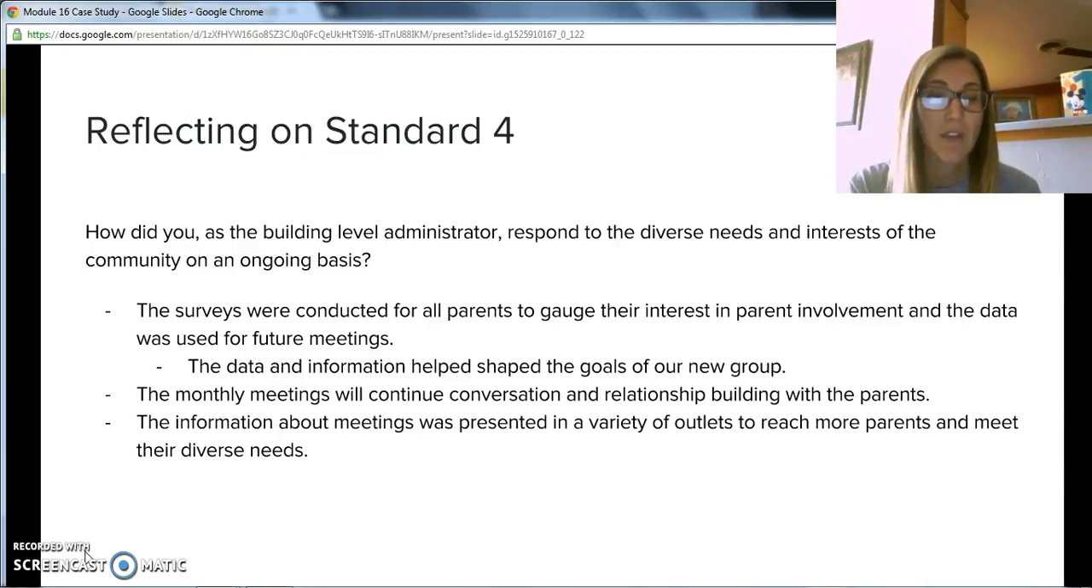And the monthly meetings will continue, so that will continue the conversations and the relationship building with parents in the district. The information about meetings was presented in a variety of outlets, so you're then including the community to reach more parents, and making sure that the information is at least getting to all of the parents about the next meeting.